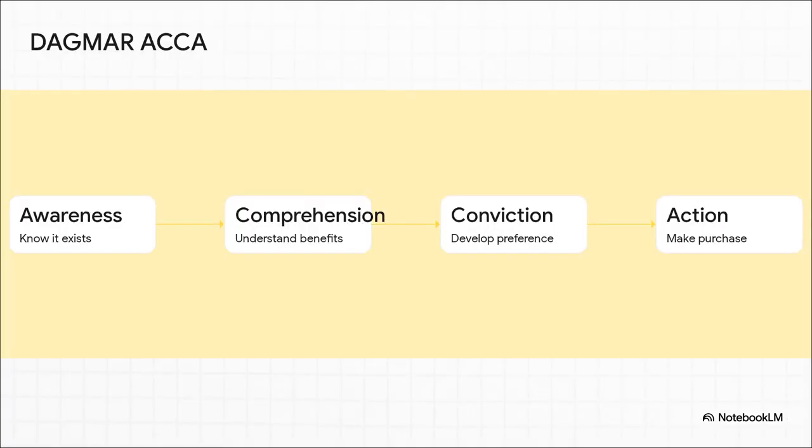Dagmar relies on a slightly different 4-step setup, known as the ACCA hierarchy: awareness, comprehension, conviction, and action. The absolute crucial distinction here is comprehension. This goes way deeper than AIDA's simple idea of interest. It demands that the consumer actually understands the product's unique features and exactly what it does before they can ever develop the conviction to go out and buy it.